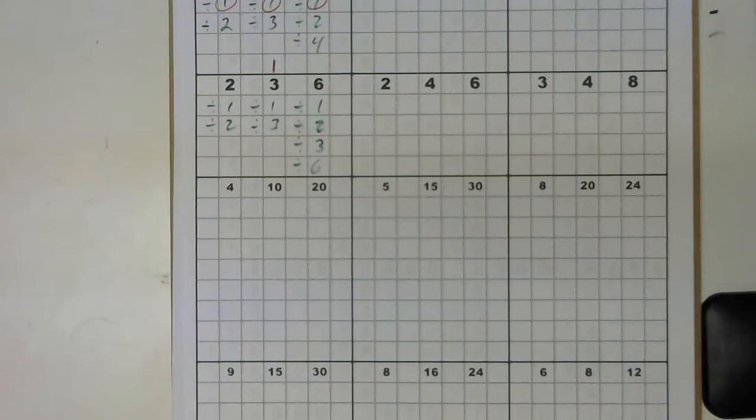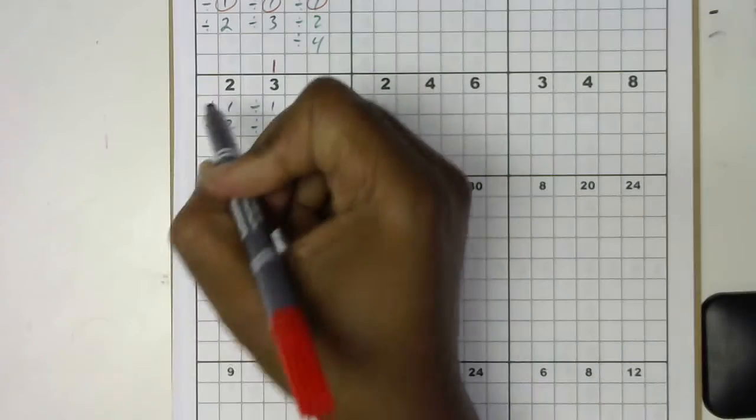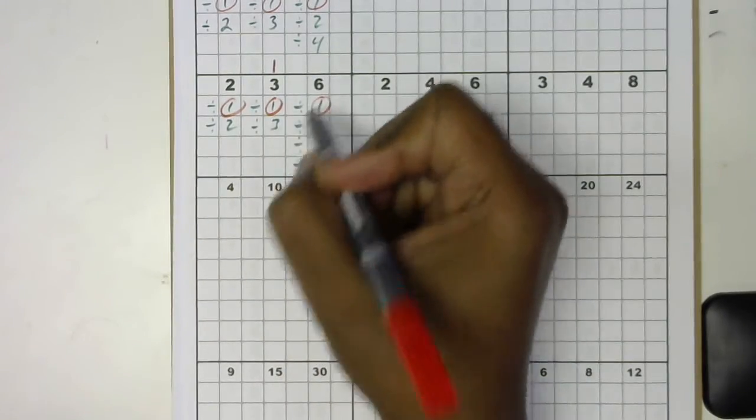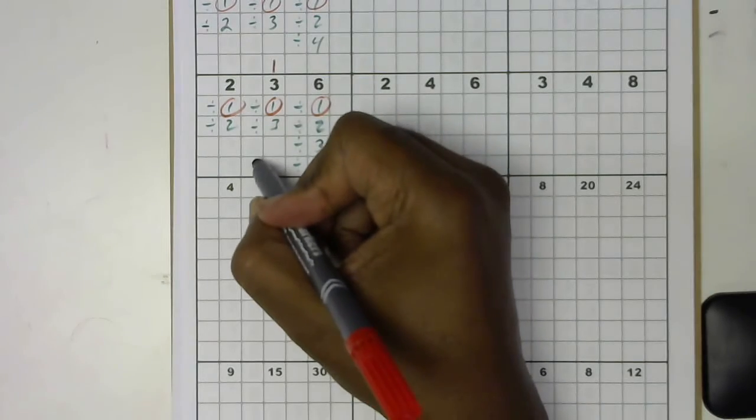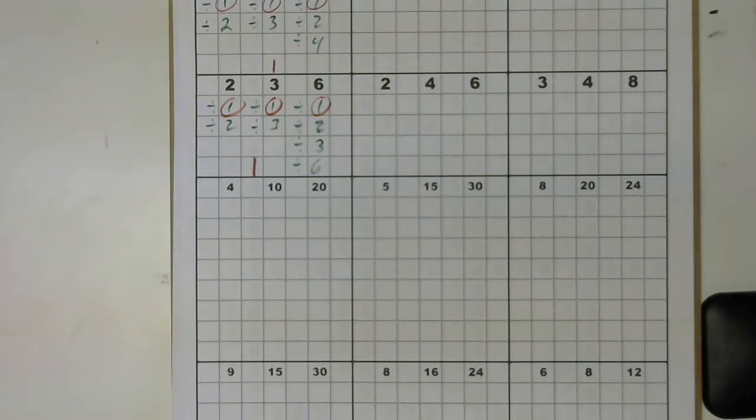So, what is the greatest common factor that they have? Well, the greatest common factor, once again, is 1. They all can be divided by 1, and that's the biggest number they all can be divided by. So, your greatest common factor is 1.